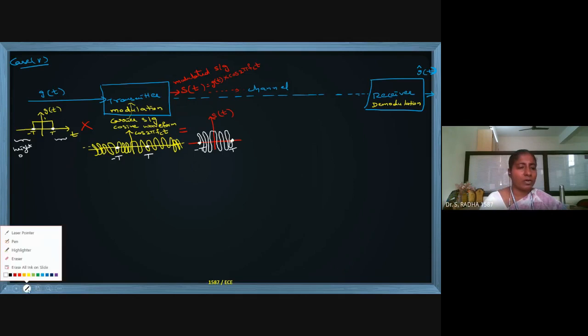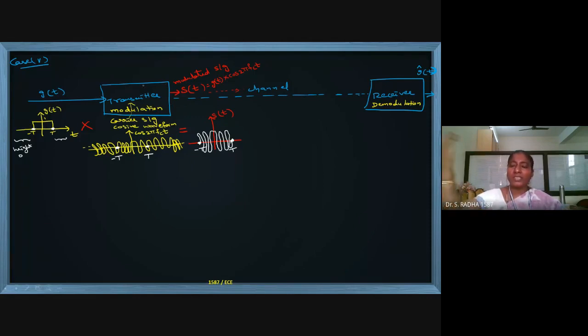This is what is called modulation. I will repeat once again. We have a transmitter at the source and a receiver at the destination. Inside the transmitter, modulation will take place. Modulation is nothing but the G of t signal multiplied with a cosine waveform carrier signal.